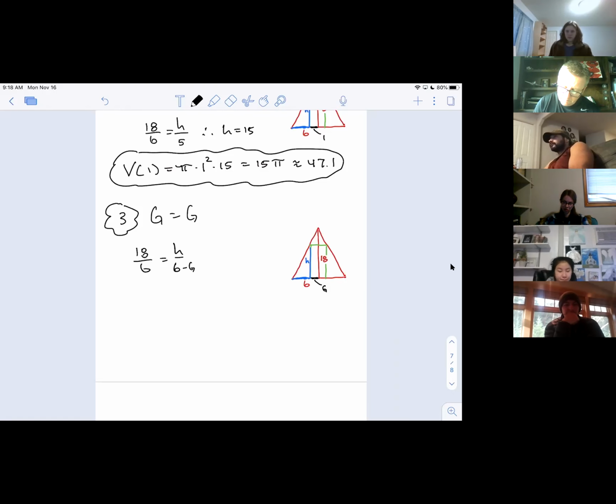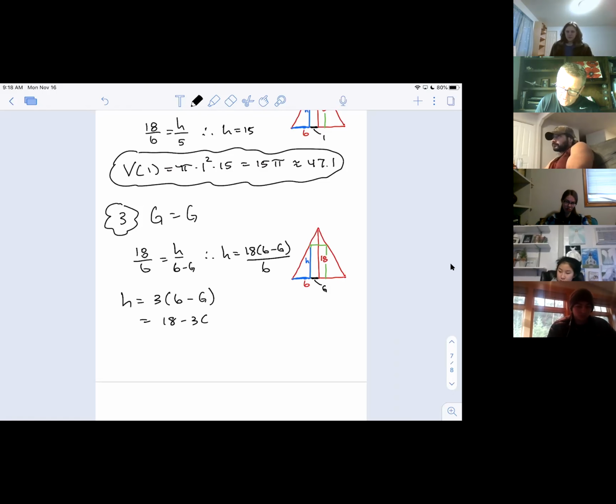So H then would be 18 times 6 minus G, divided by 6. My G's and 6's look too close to the same. Take a look at what that equation is, though. If you take 18 divided by 6 and you get 3, now you have 3 times 6 minus G, which is actually equal to 18 minus 3G.